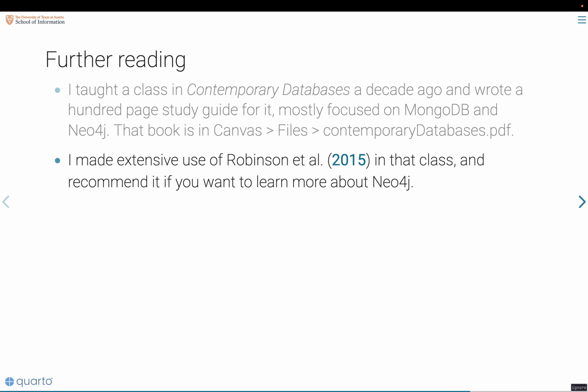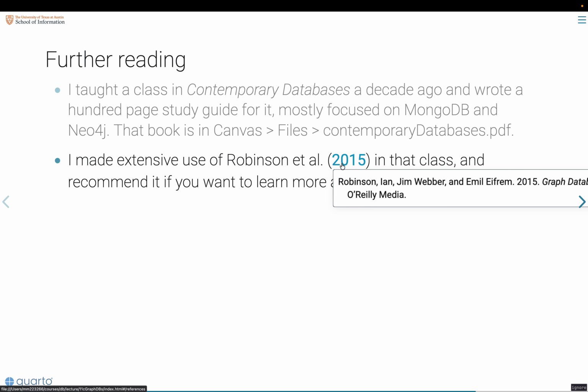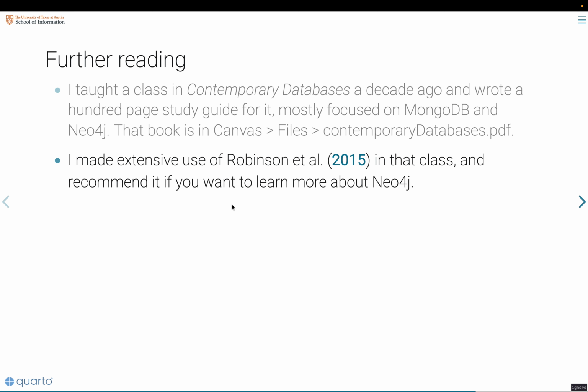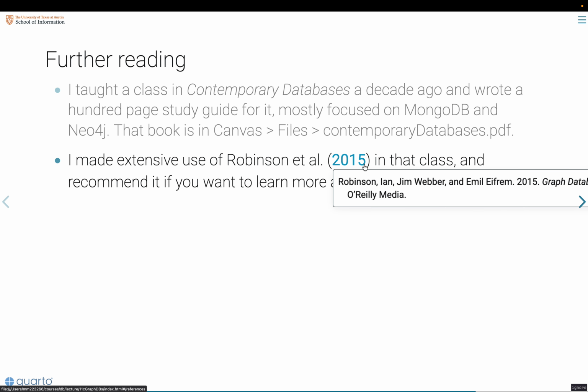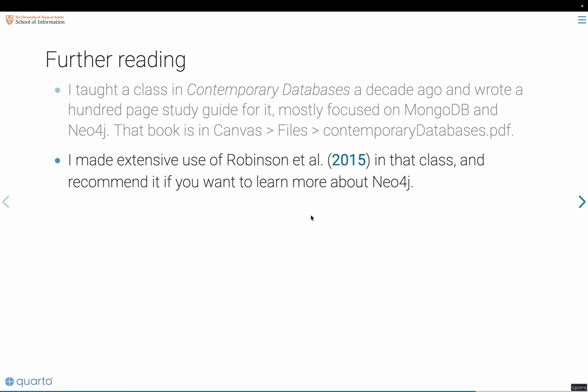Another good place to start for Neo4j is this book called Graph Databases by Ian Robertson et al., which I used in that class. And I used the 2015 edition. I don't know if there's a newer edition of this. I haven't checked into it since I taught that class 10 years ago. But I recommend it if you want to learn more about Neo4j. I haven't really used it since then, but I know it still exists. It's still popular. And it has advanced to the extent that all other apps in 2026 have advanced to include a lot of AI that may or may not be useful.